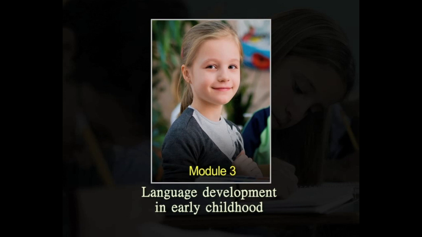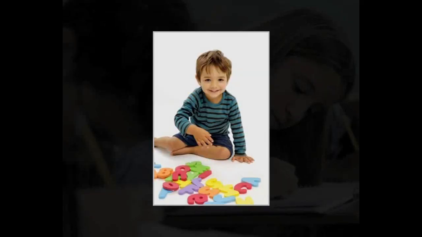So, after knowing the language development of the child from birth to 3 years, let us now move on to know the language development in early childhood, that is from 3 to 6 years.